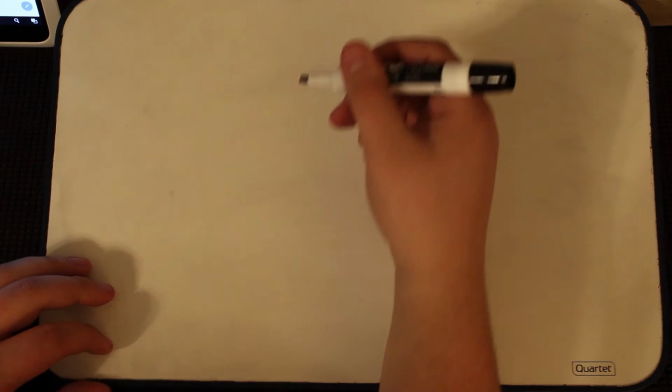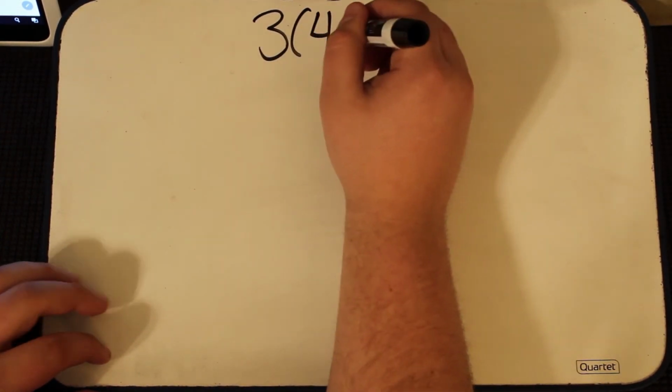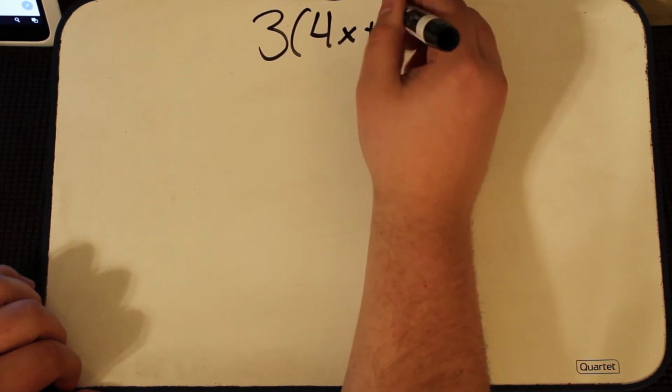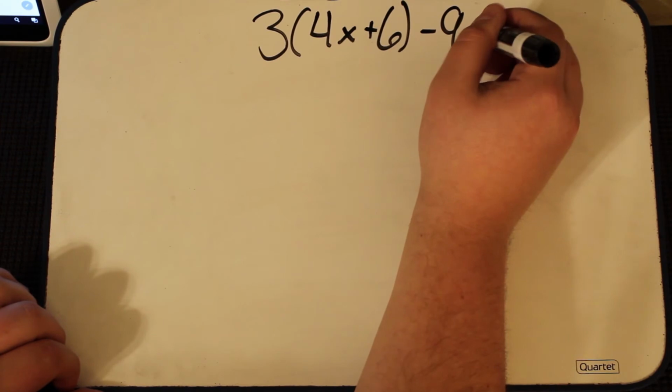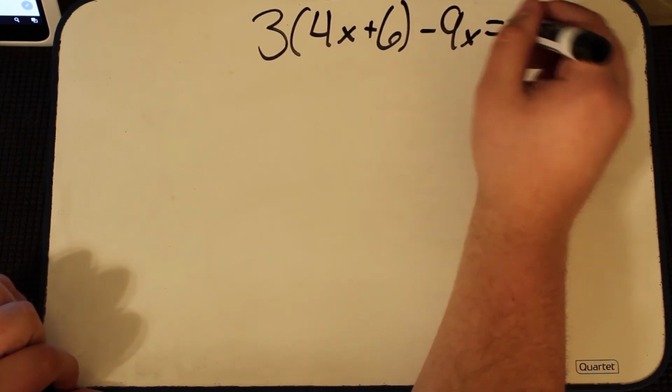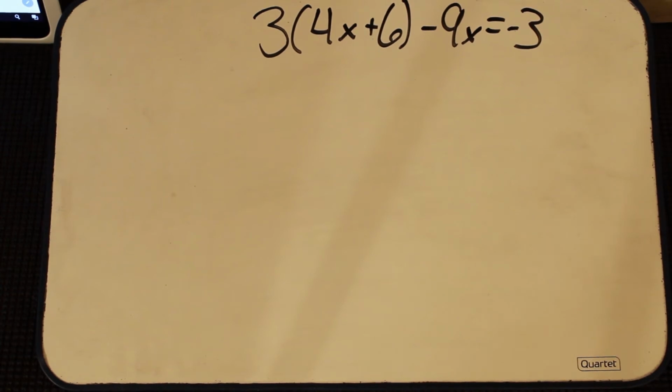So let's take a second, and why don't you guys work on this one. 3 times 4x plus 6 minus 9x equals negative 3. Take a second, pause the video, work it out. I'll be back in a second.